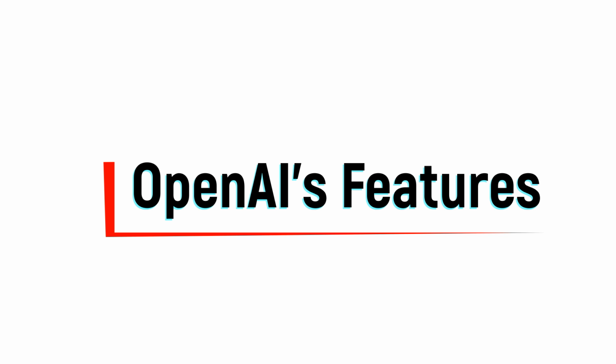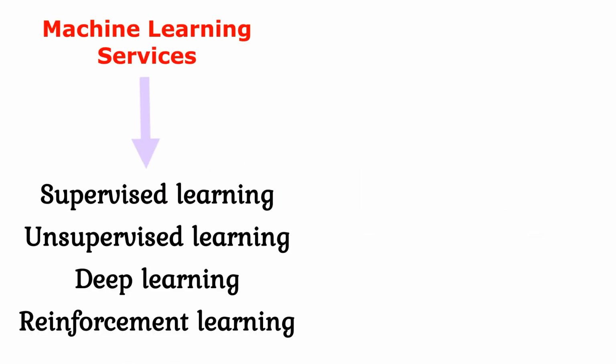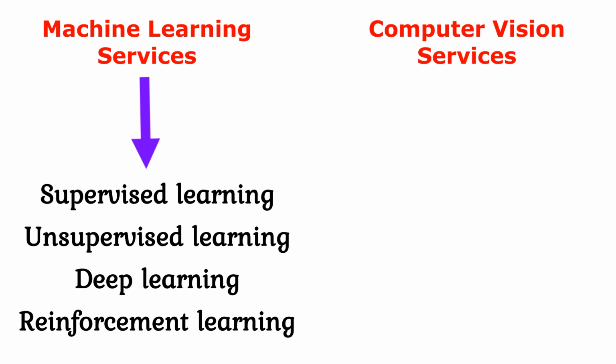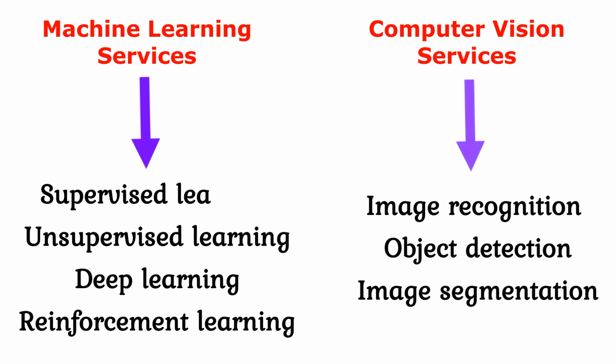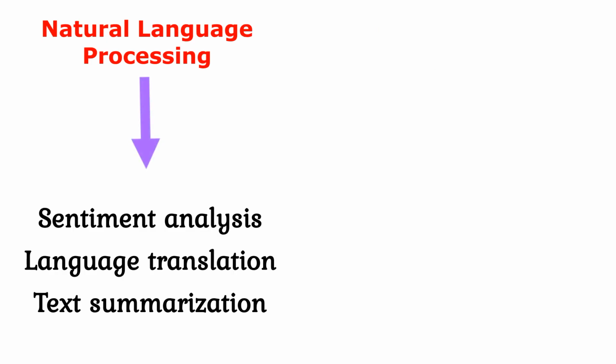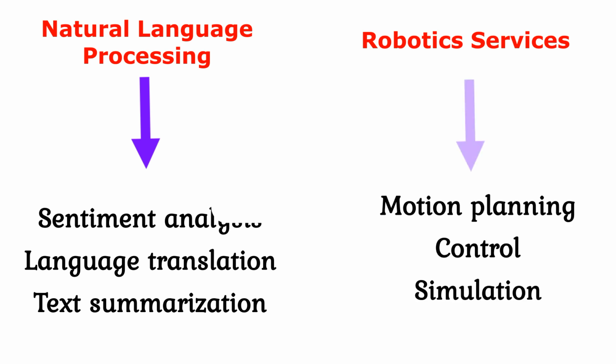So Azure OpenAI offers a range of machine learning services, including supervised and unsupervised learning, deep learning, and reinforcement learning. In addition to these, it provides computer vision services such as image recognition, object detection, and image segmentation. If we talk in terms of natural language processing services, it includes sentiment analysis, language translation, and text summarization. And finally, it offers robotics services including motion planning, control, and simulation.